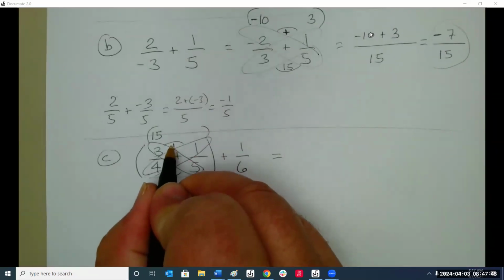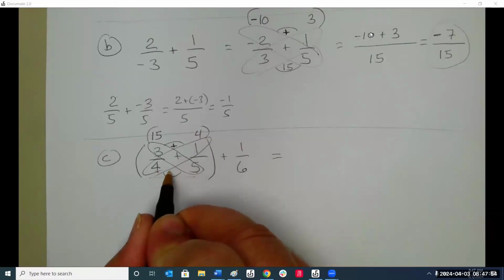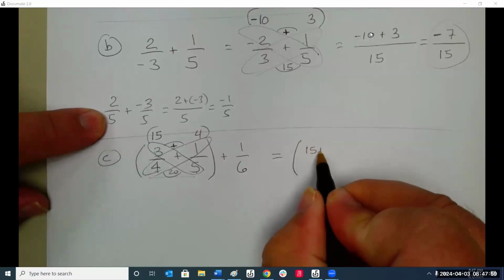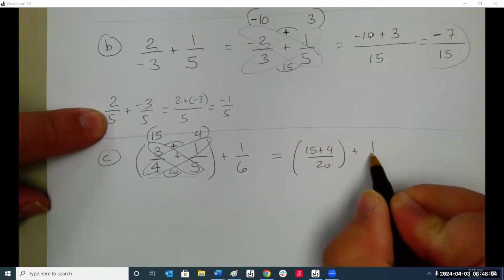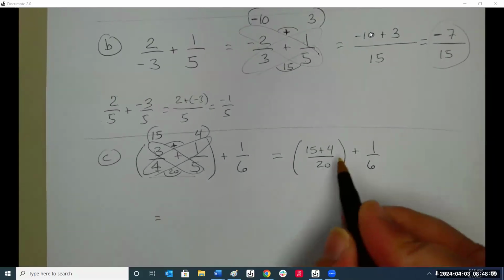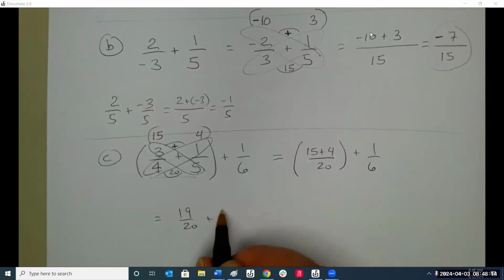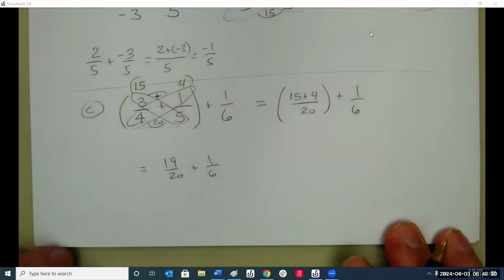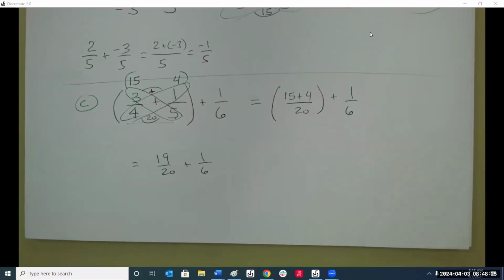5 times 3 is 15. The operation is a plus. 4 times 1 is 4. 4 times 5 is 20. So in the parenthesis, we have 15 plus 4 over 20. So we have 19 over 20 plus 1 over 6. We don't need the parenthesis anymore. It's one number inside there.